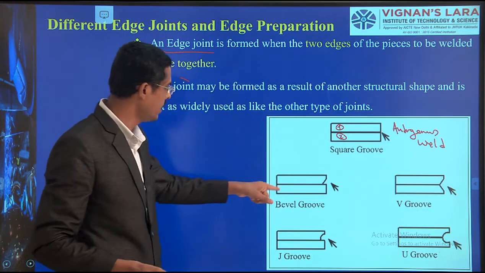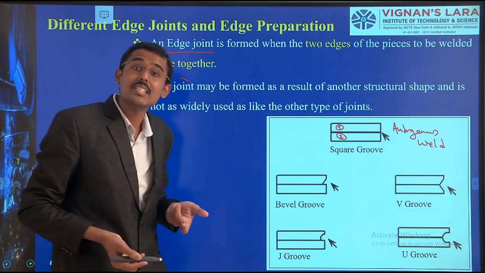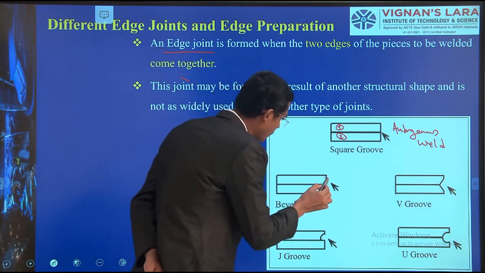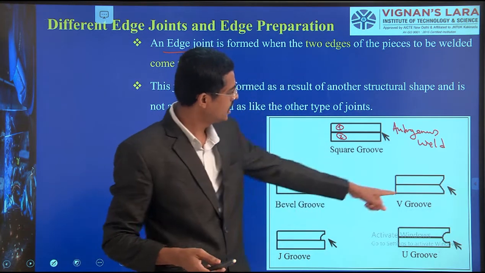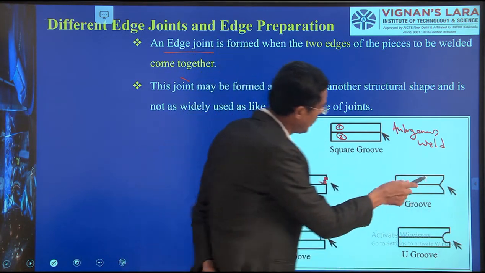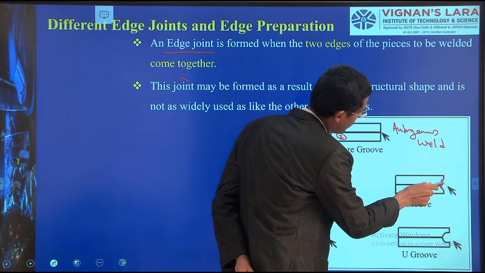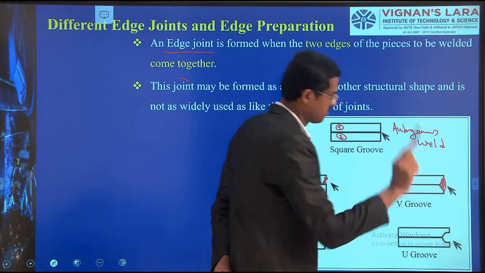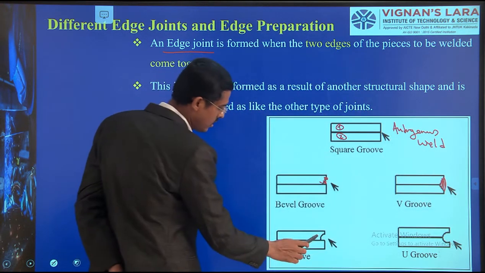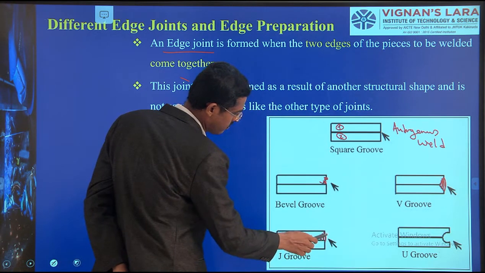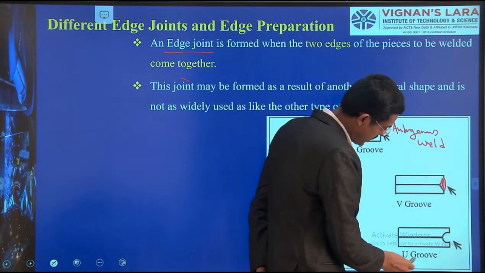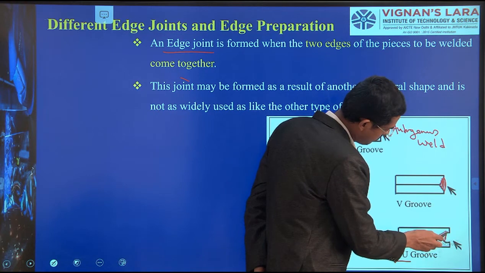Right. So here, bevel I have taken, thickness increased. So I can weld here. You see, V, both sides. So I can weld in this format. Similarly here also, I can weld. See here, U has been taken. So I want to weld.